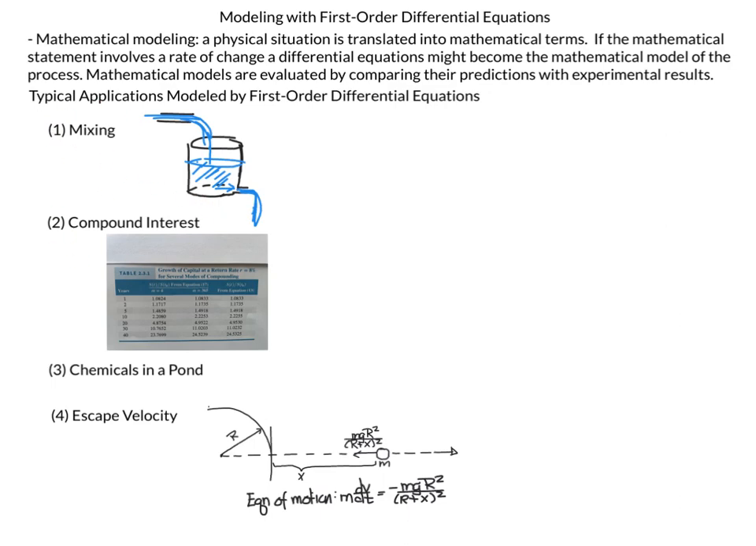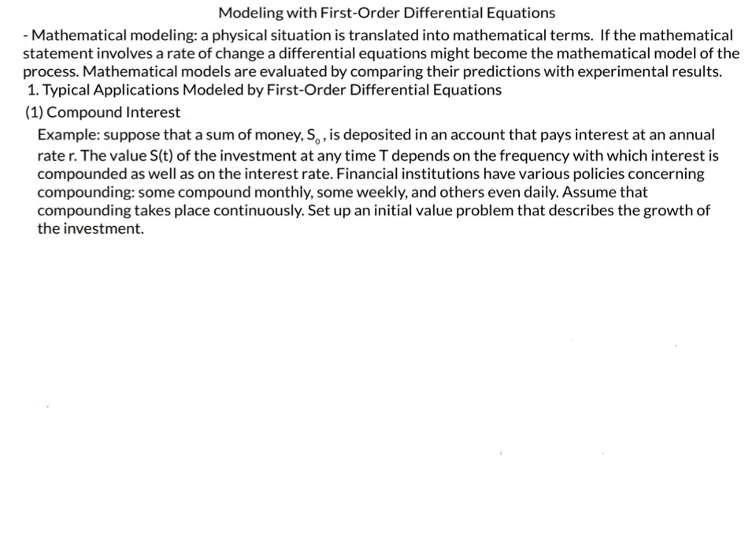We're ready to go on to compound interest. So this example is for anyone who plans to have money. Suppose that a sum of money S naught is deposited into an account that pays interest at an annual rate r. The value S(t) of the investment at any time t depends on the frequency with which interest is compounded, as well as on the interest rate. Financial institutions have various policies concerning compounding. Some compound monthly, some weekly, and others daily. Assume that compounding takes place continuously. Set up an initial value problem that describes the growth of the investment.